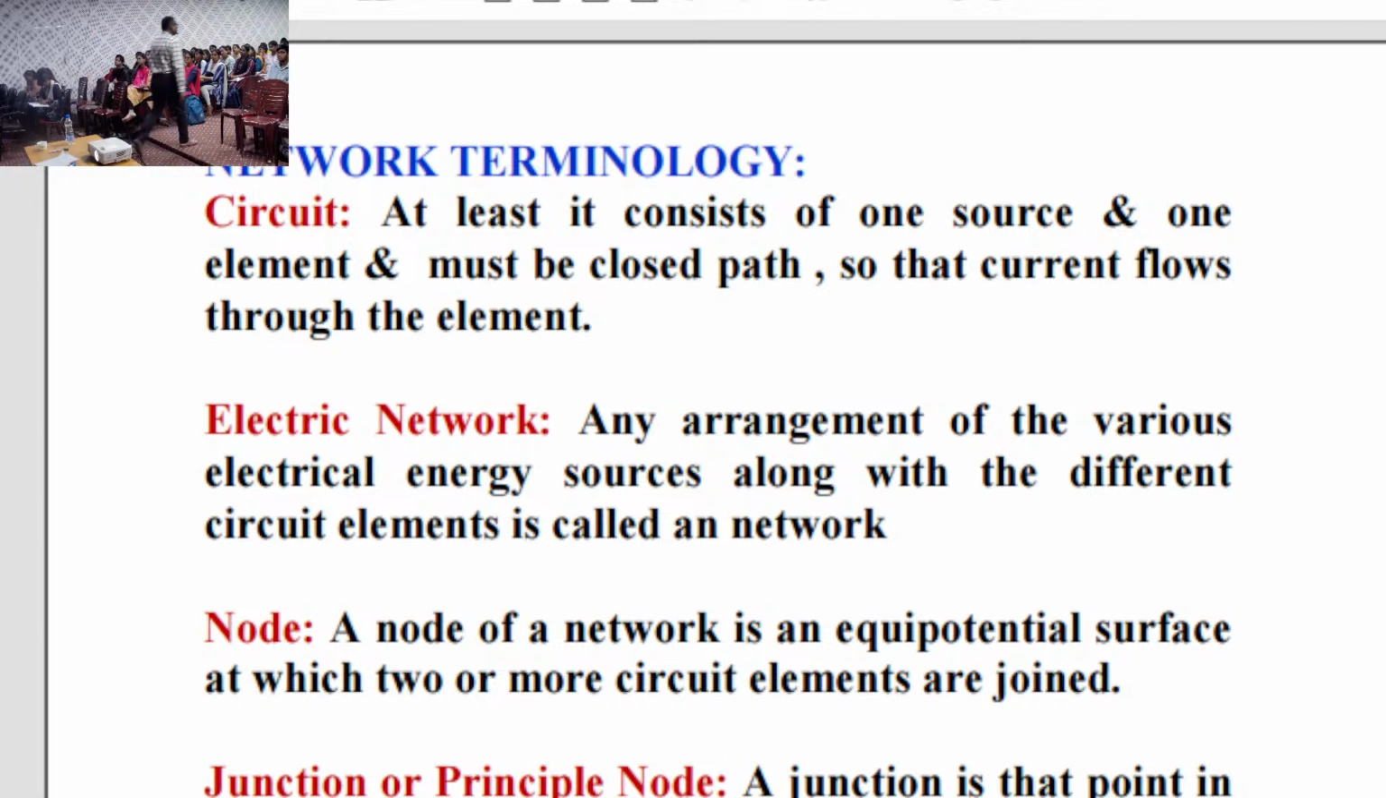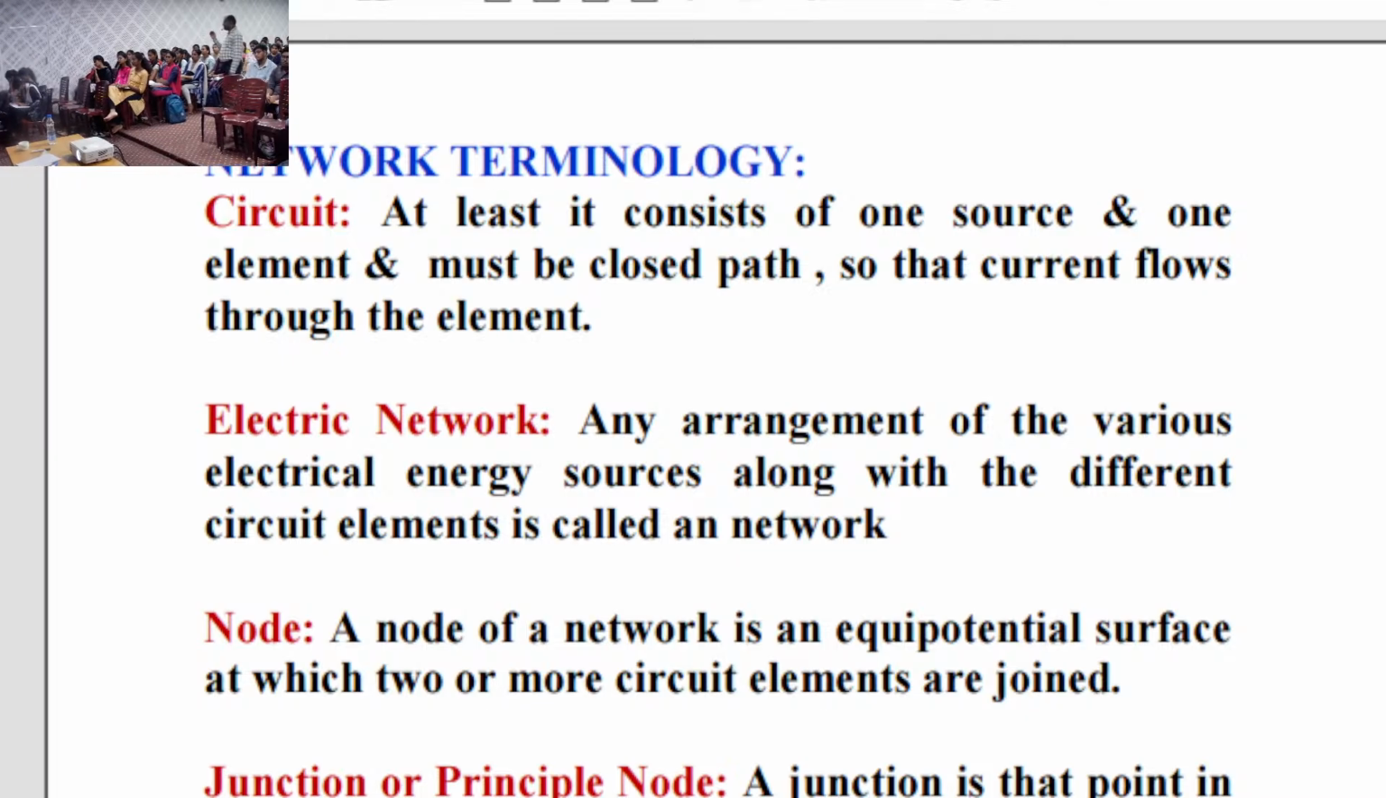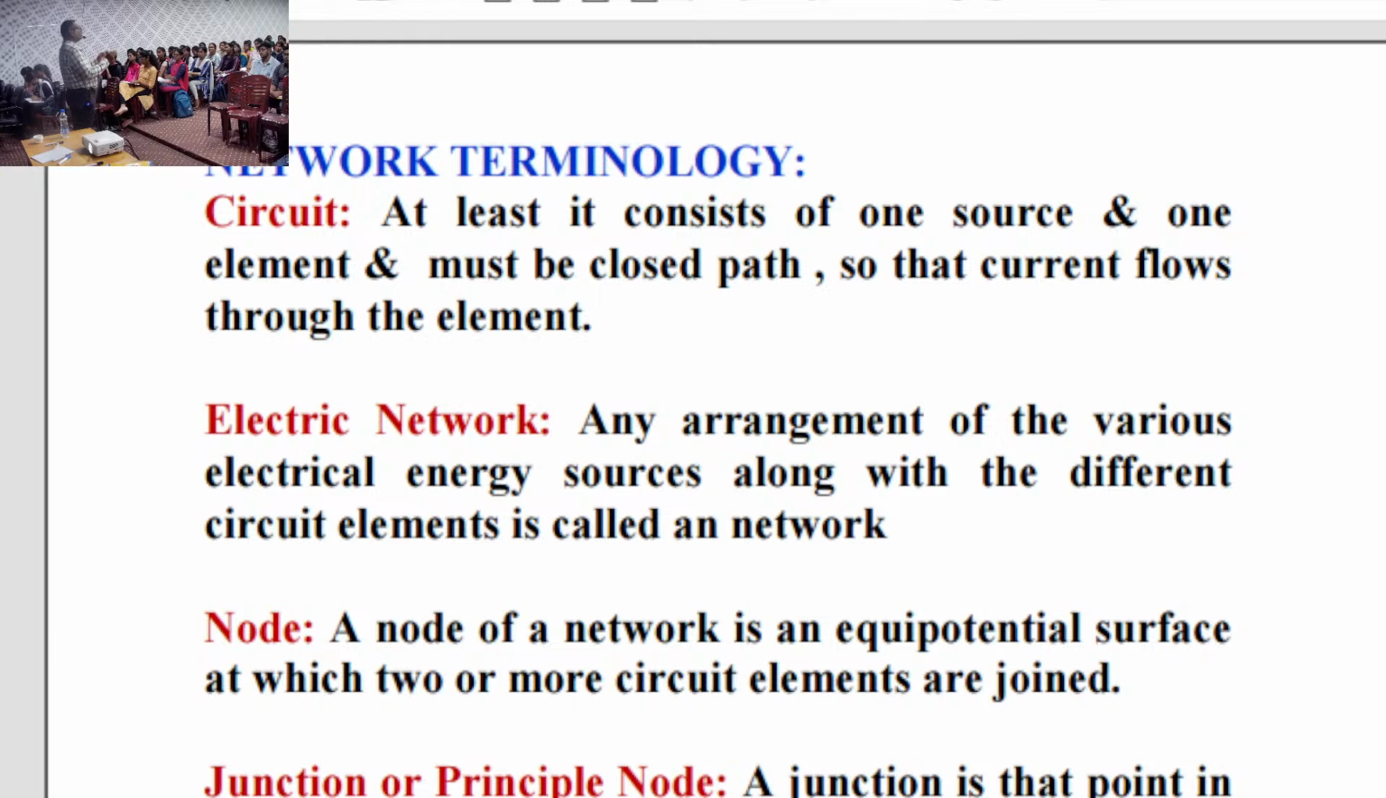You have to listen. First, you have to know the network terminology. If I ask you the question, what are the basic network terms? The answer is circuit, electric network, node, junction, branch, loop, mesh, circuit parameter. So this is the knowledge you should have about network terminology. Clear, all of you? The first topic. What is the first topic? Network terminology. Totally unit 1. What is the name of unit 1? DC circuits and AC circuits. What is the DC circuit heading?